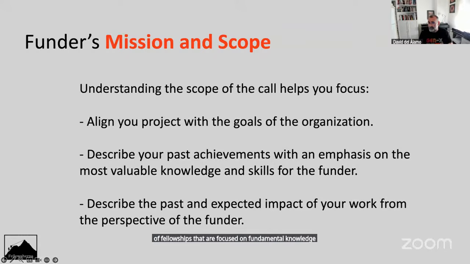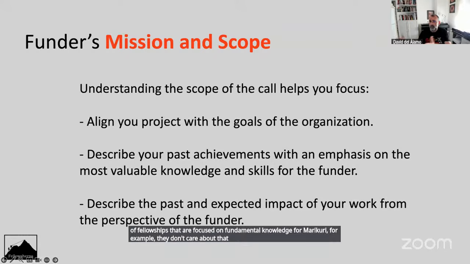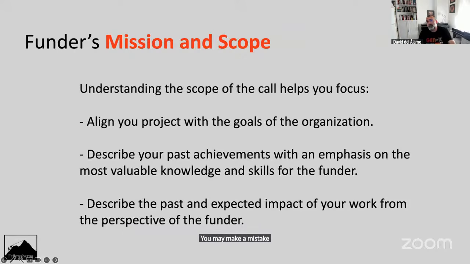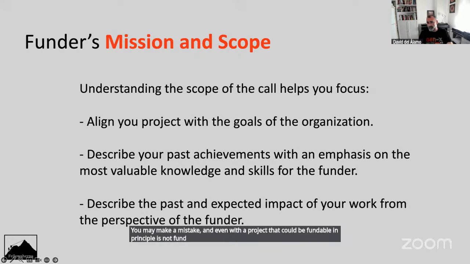For Marie Curie, for example, they don't care about that. They will fund applied, clinical, or fundamental knowledge. That's not important in terms of topic. But you need to understand these things before you apply. Otherwise, you may make a mistake. And even with a project that could be fundable in principle, it's not fundable because you applied with the wrong emphasis.